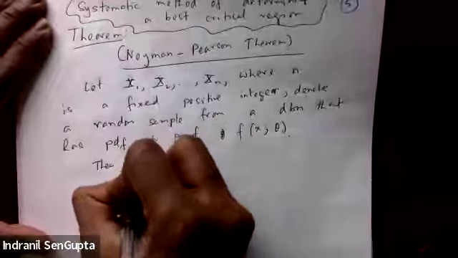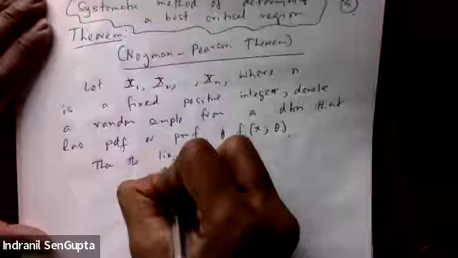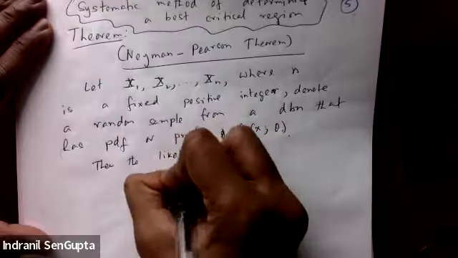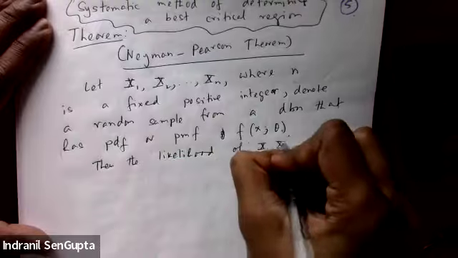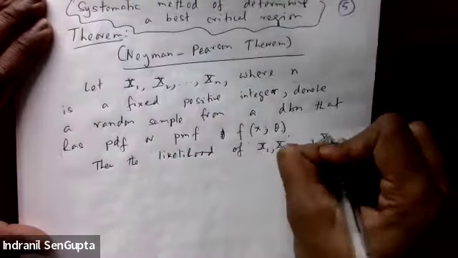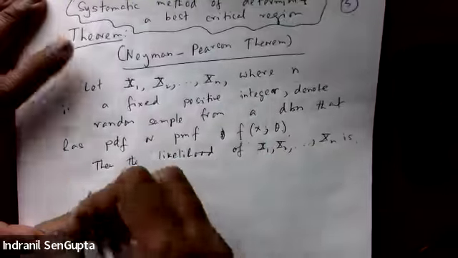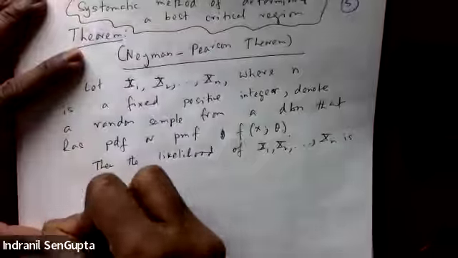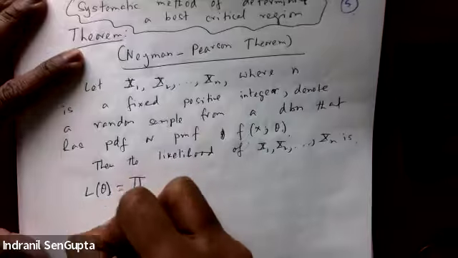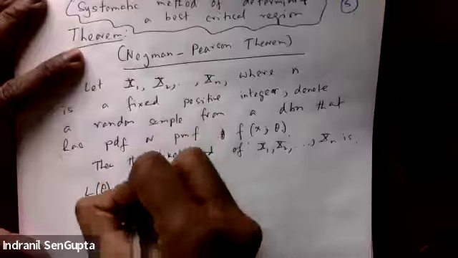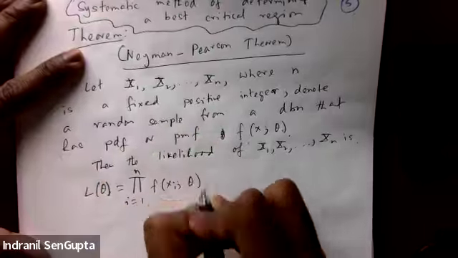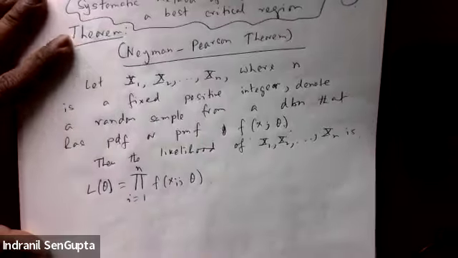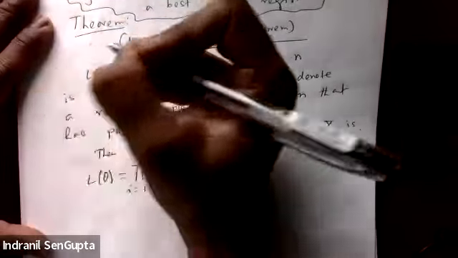Then the likelihood of X1, X2, ..., Xn is given by L of theta, which is the product for i from 1 to n of f of xi, theta, right? We all know this. There's nothing new.